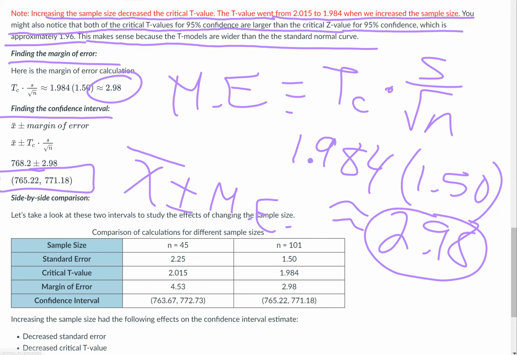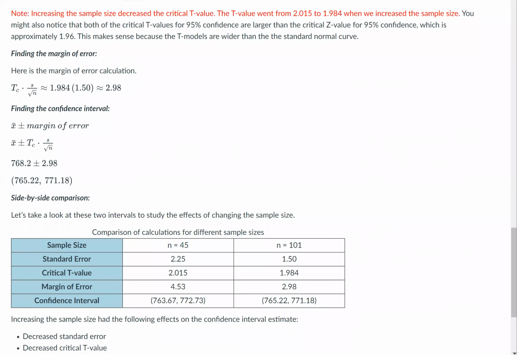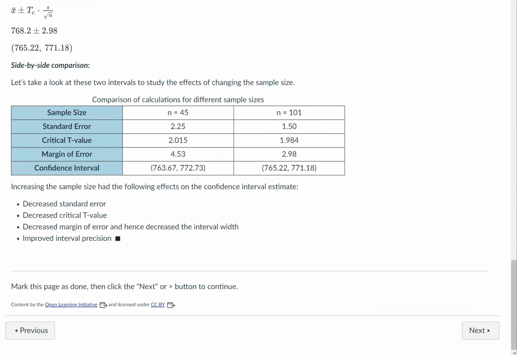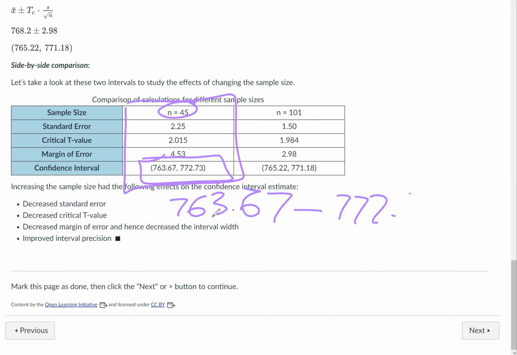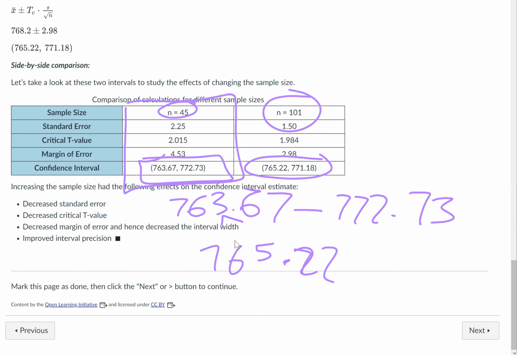So in this table below, we'll look at how the confidence intervals change from the smaller sample size to the larger sample size. Notice with the smaller sample size, n equals 45, the confidence interval went from 763.67 to 772.73. And then for the larger n equals 101, the interval was 765.22, which is larger than the lower number in the previous interval, and then all the way to 771.18, which is smaller than the one above it. So this interval is smaller.